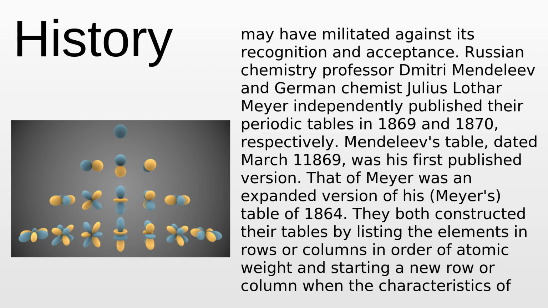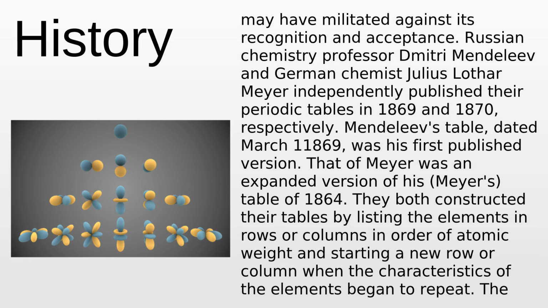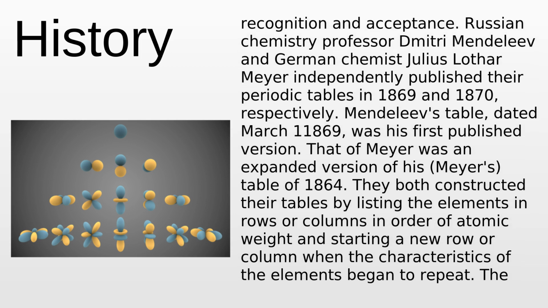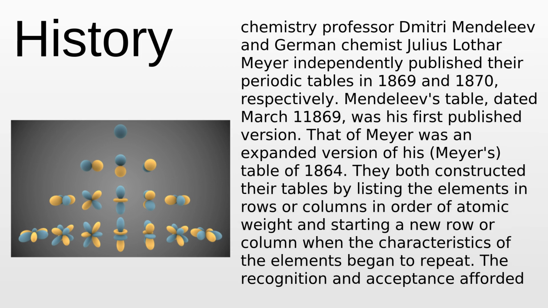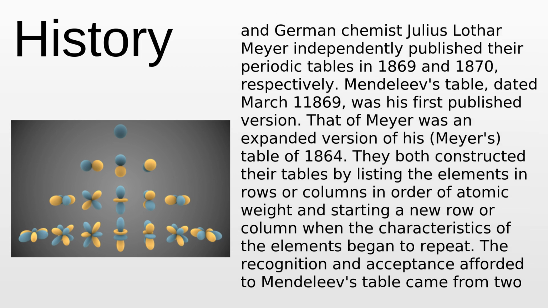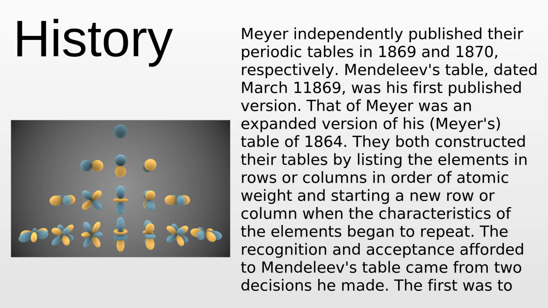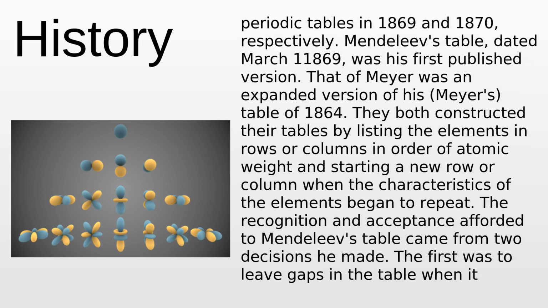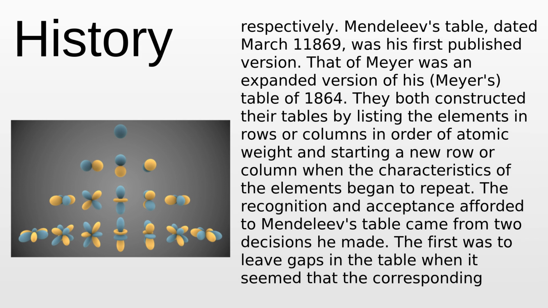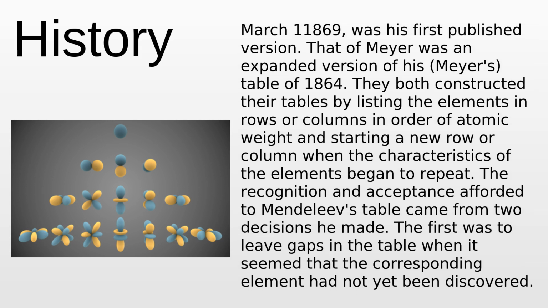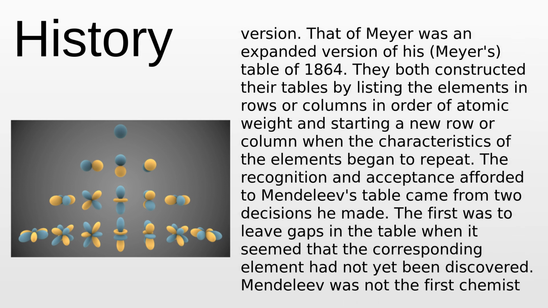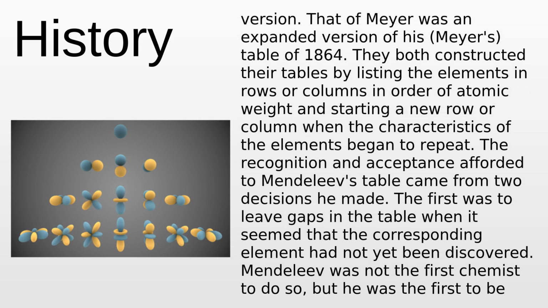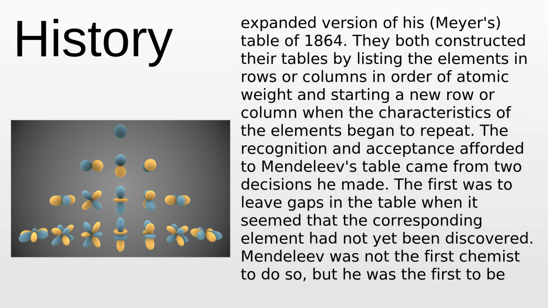Russian chemistry professor Dmitri Mendeleev and German chemist Julius Lothar Meyer independently published their periodic tables in 1869 and 1870, respectively. Mendeleev's table, dated March 11, 1869, was his first published version. That of Meyer was an expanded version of his, Meyer's, table of 1864.